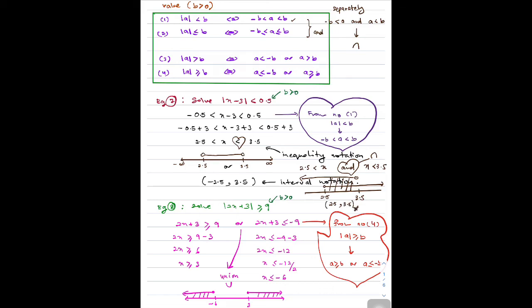For properties number 1 and number 2, if you solve separately, the connection is and, which is the intersection. For number 3 and 4, we use or, which is union. So, all the shaded areas.